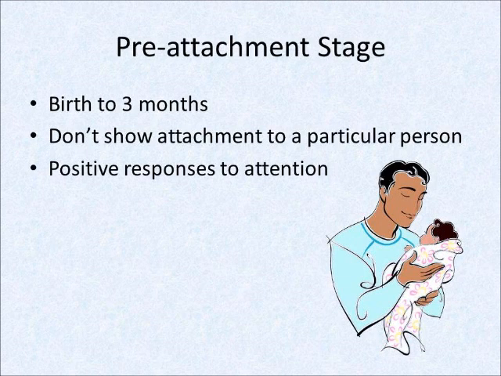According to Rudolf Schaffer and Peggy Emerson, who studied over 60 infants for the first year of their lives, there are 4 stages of attachment within the first year of life. The first stage begins from birth to approximately 3 months. They refer to this stage as the pre-attachment stage. They found that the infants do not show attachment to any specific caregiver.